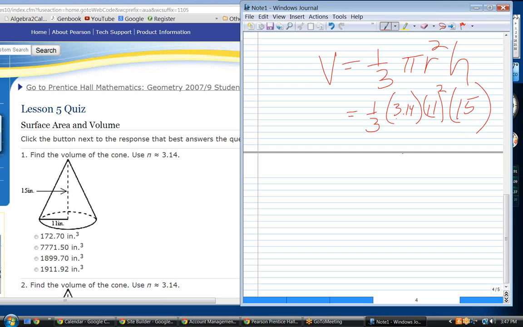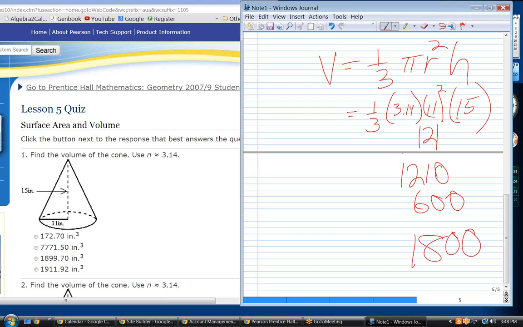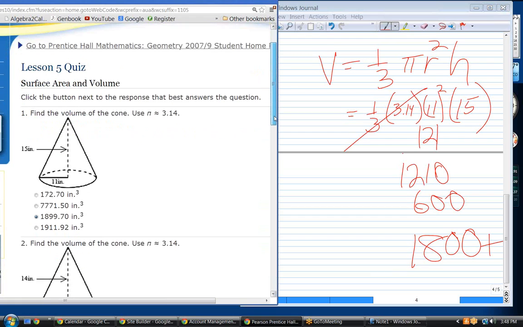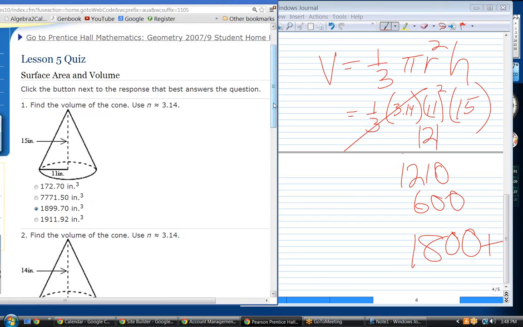Right. So let's see. Can we approximate this? That's 121 times 15 would be 1210 plus 600. It's going to be about 1800 and change, because that goes to a little bit more than 1. So it's either 1899 or 1911. It's 1899. I guess they didn't want us approximating that one because they put two answers pretty close to one another.